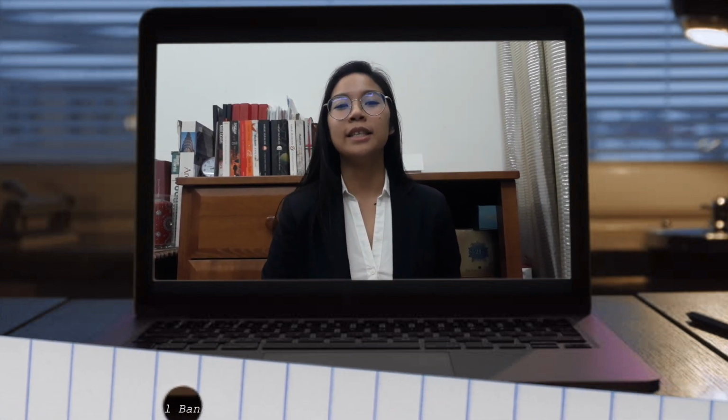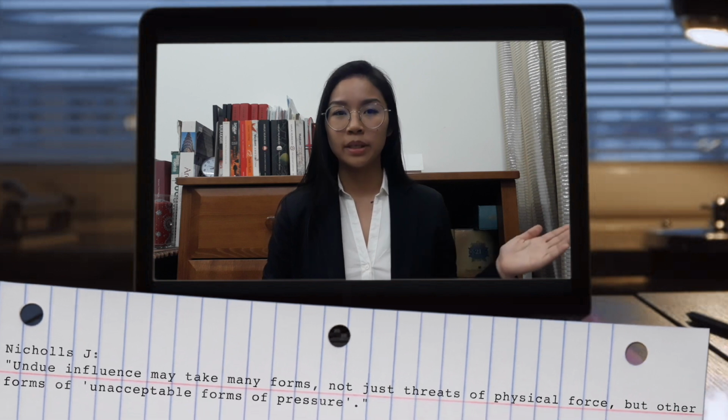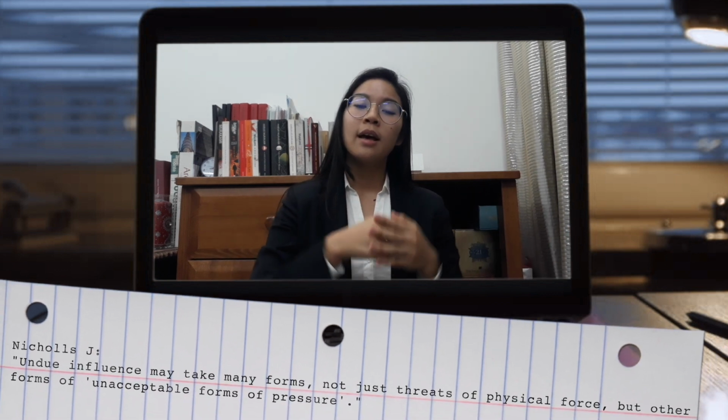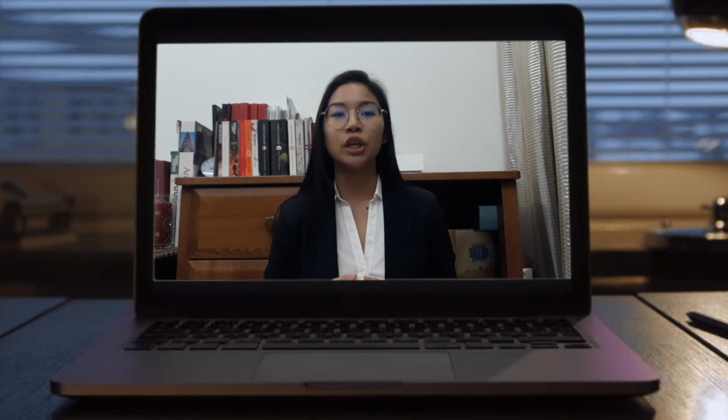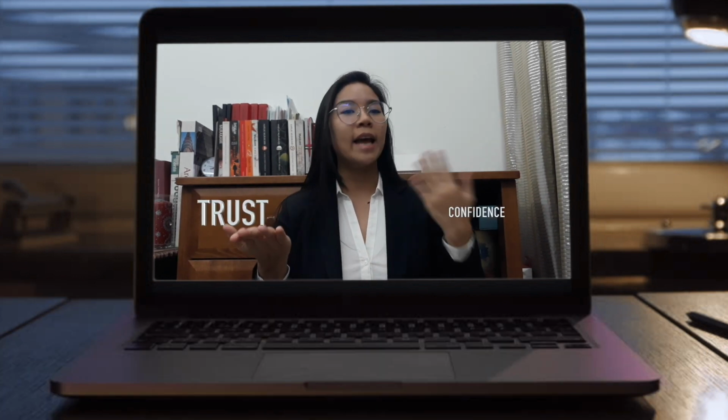Fortunately, if the mortgagor can establish in court that the agreement was signed this way, he may be able to have the court set aside the mortgage. In Royal Bank of Scotland and Etridge, Lord Nicholls stated that undue influence may take many forms, not just threats of physical force, but other unacceptable forms of pressure. This includes taking advantage of a relationship where there is a presumed trust and confidence.